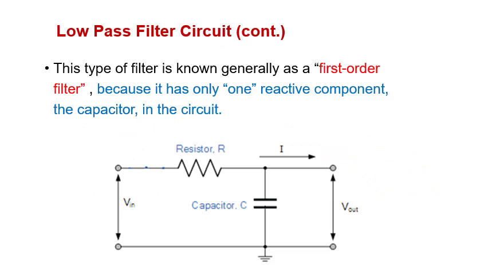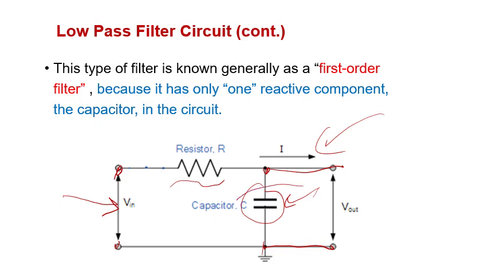So the low pass filter, which we are going to study here, is going to be a combination of a resistor, as I mentioned in the previous slide, and a capacitor connected in series, where the input is applied between these terminals and the output is taken from the terminal of the capacitor. We call this kind of filter a first order filter because it has only one reactive component, which is the capacitor.